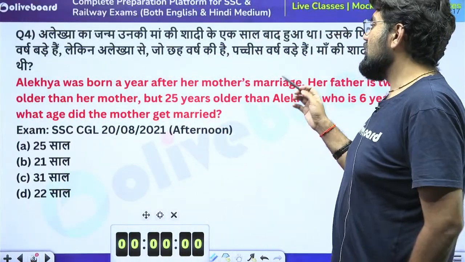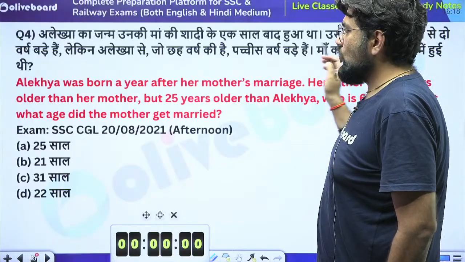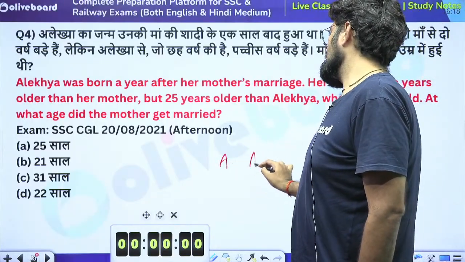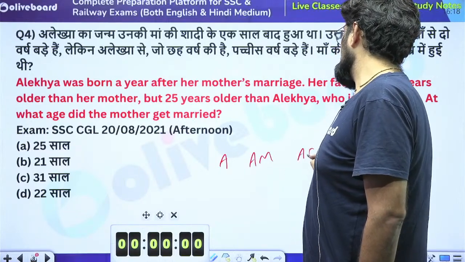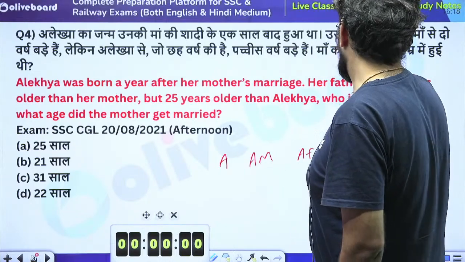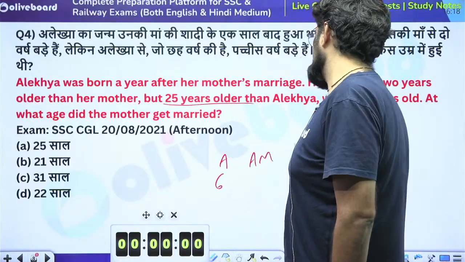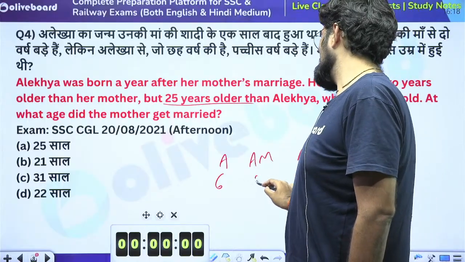Alekhya was born a year after her mother's marriage, okay? Her father is 2 years older than her mother, but 25 years older than Alekhya. So, Alekhya, Alekhya's mother, Alekhya's father. Who is 6 years old? Alekhya is currently 6 years old and the father is 25 years older than Alekhya, so he is 31. And the mother is 2 years younger, so she is 29.